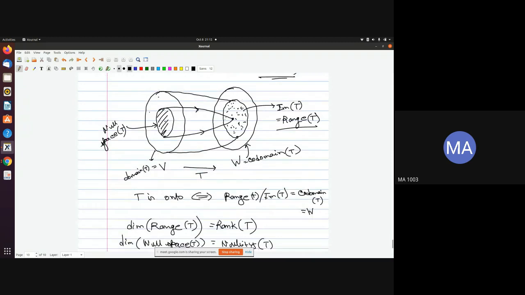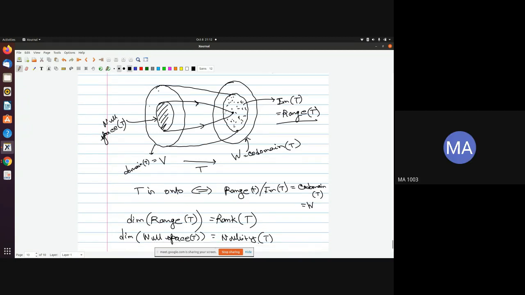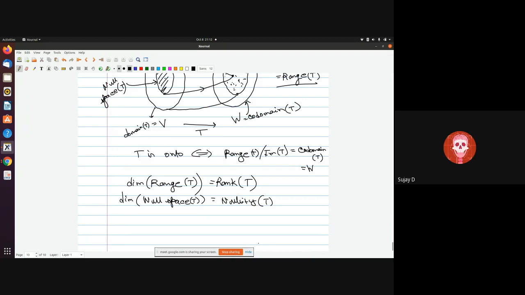Please ask me. So on to, the range should be equal to the image. Range should be equal to the codomain. T has a matrix, right, sir? So the rank of that matrix will be related to the dimension of the range, which is exactly the same as the rank of T. That is the point.